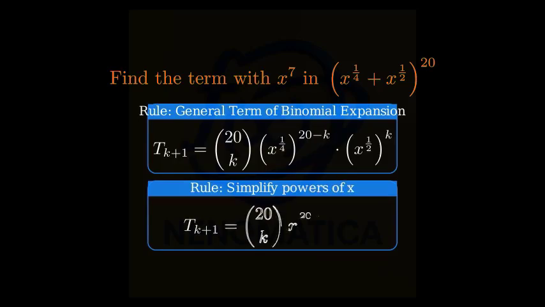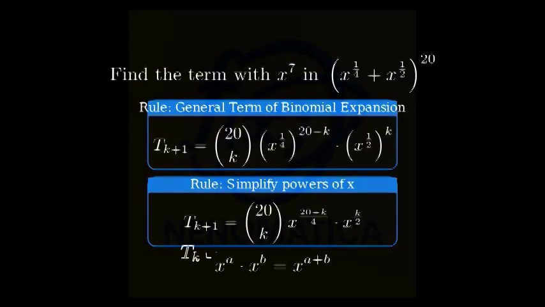Step 2. Simplify the powers of x. Each power can be multiplied in the exponent. So t sub k plus 1 equals 20 choose k times x to the (20 minus k) over 4 times x to the k over 2.